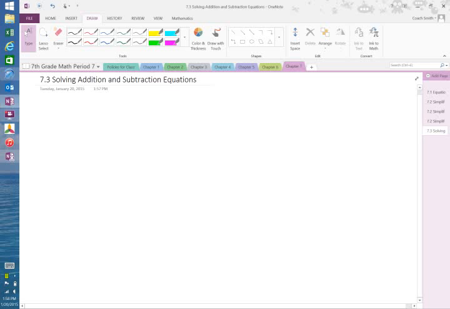Now, these equations, we've done a little bit of this using mental math, things of that nature. This one is going to be obviously more expanded. It'll include positive and negative situations. It'll only deal with addition and subtraction. We'll cover multiplication and division, I believe it's Thursday.